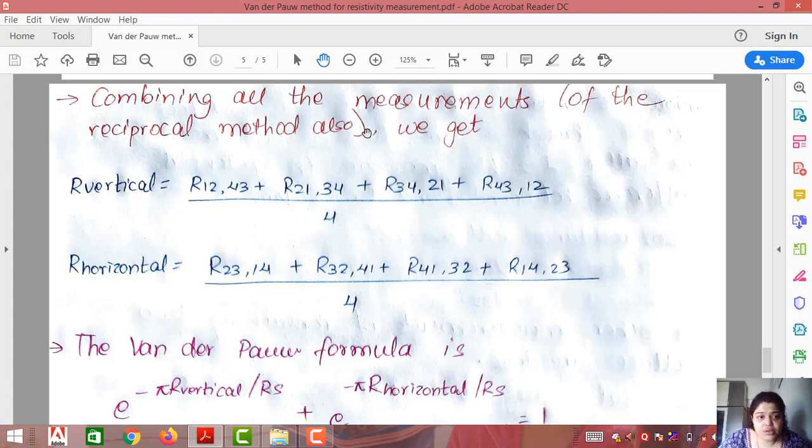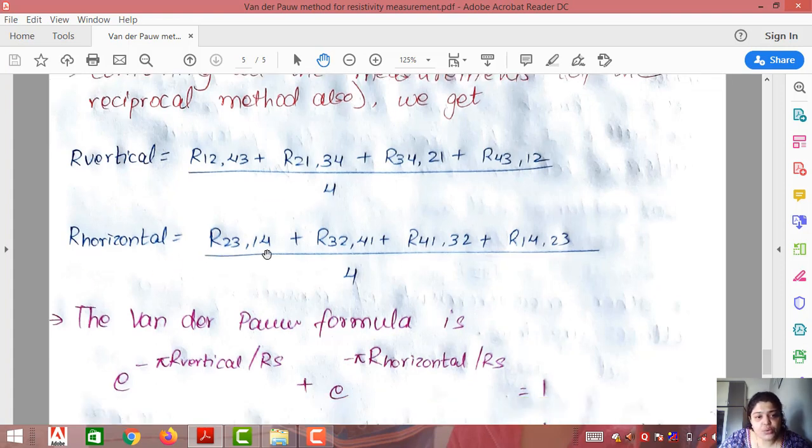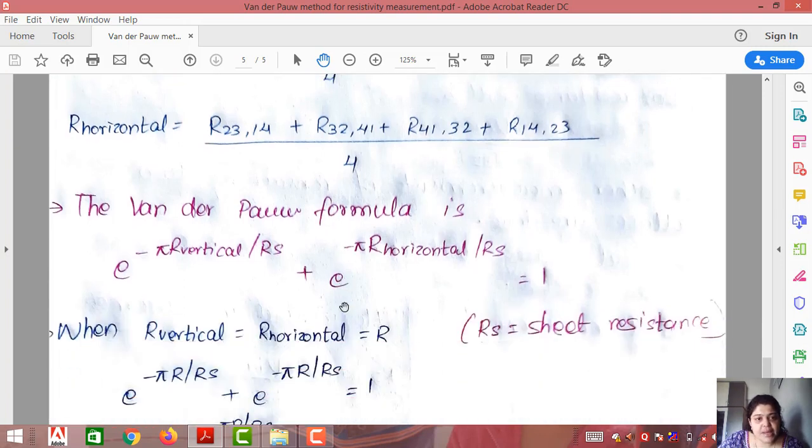Now if we combine all the measurements above, in this case we've only considered positive DC. So R vertical will be R1243 plus R2134 plus R3412 plus R4312 upon 4, the average of vertical, and R horizontal will be R2314 plus R3241 plus R4132 plus R1423 upon 4. So average of horizontal.